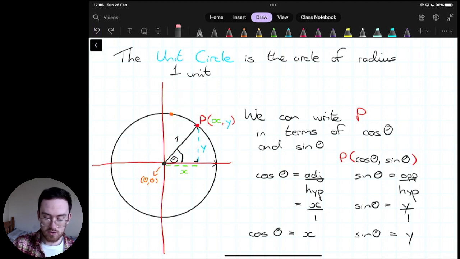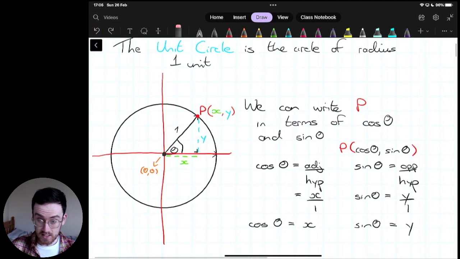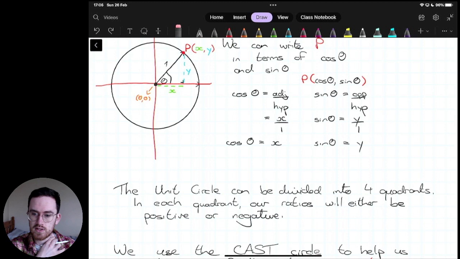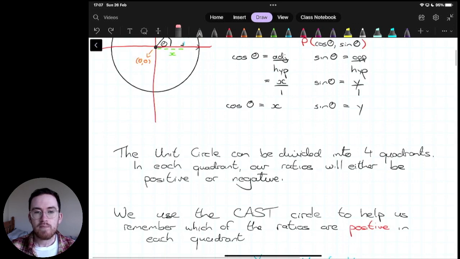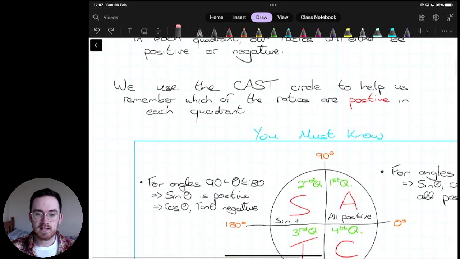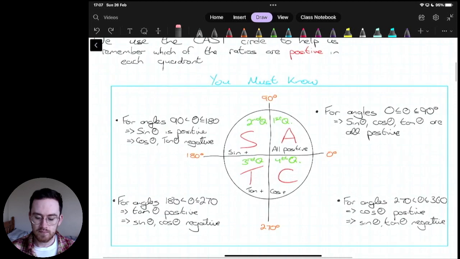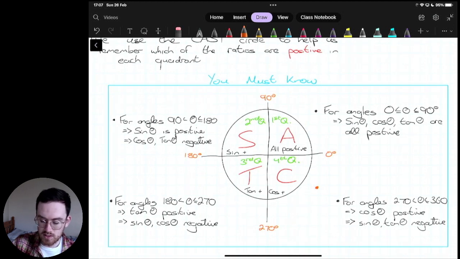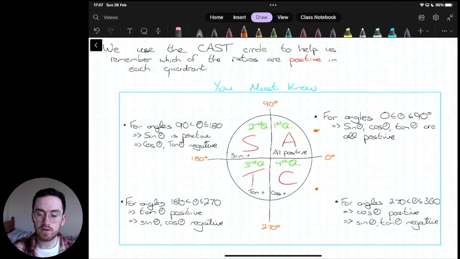And with our unit circle, there's something in particular that we have to look at, and that's the 4 quadrants. We can divide it up into 4 different sections or quadrants, and in each of these quadrants, our ratios will either be positive or negative. By ratios, we mean our sine, cos and tan. To remember which is which, we use what we call the CAST circle, and this is the CAST circle here. You can see we start with the C down in this bottom quadrant, which is the 4th quadrant. In the 1st quadrant, which is this one here, all of our ratios are positive. That's what the A stands for.